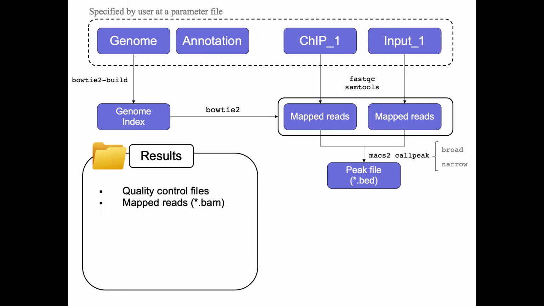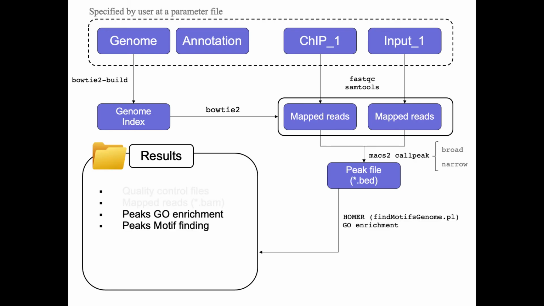option. So once you have done this, the peak file that you are going to obtain is a .bed. This .bed is really useful because it will feed HOMER, a program that will analyze the motifs of the .bed files, and a gene ontology enrichment that will tell some biological processes that are taking place within the peaks that have been annotated. And all in all, what you will have is a results folder in which you will have quality control files, the mapped reads in .bam, peaks, GO enrichment, and peak motif finding.